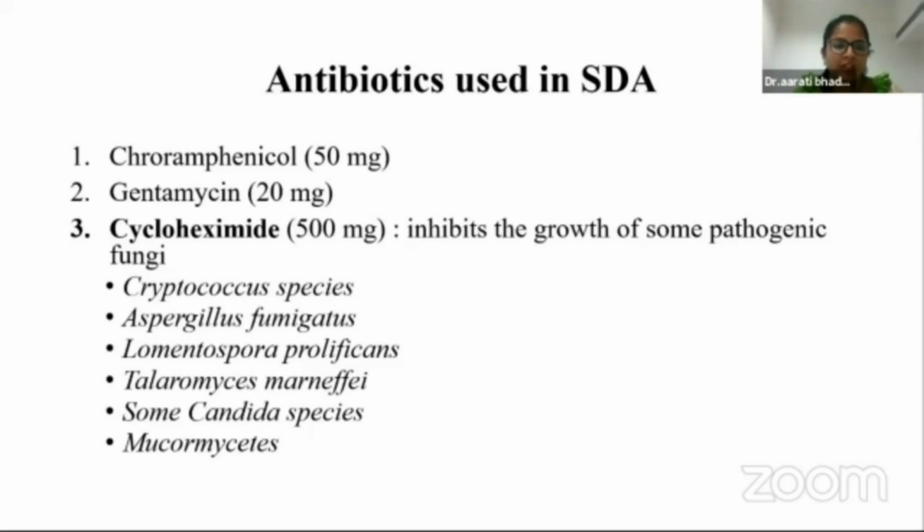We also use cycloheximide. These are used for inhibiting the growth of some saprophytic fungi. But we have to use this media cautiously. The cycloheximide we are using for inhibiting the saprophytic fungi sometimes inhibits the growth of some pathogenic fungi like Cryptococcus species, Aspergillus, Lomentospora prolificans, Talaromyces marneffei, some Candida species, and some Mucorales. So if we are suspecting these fungi, we should not use the SDA with cycloheximide.